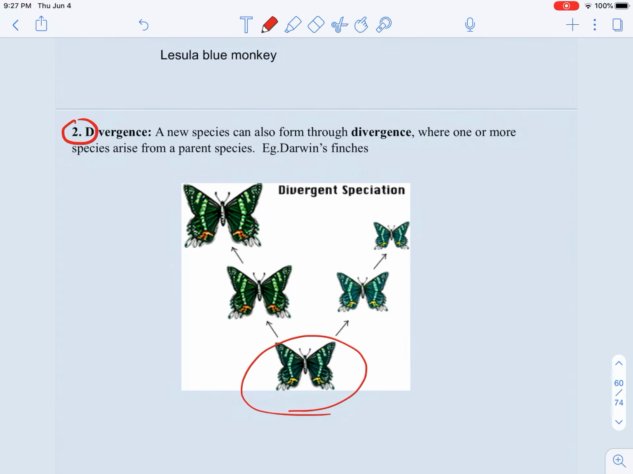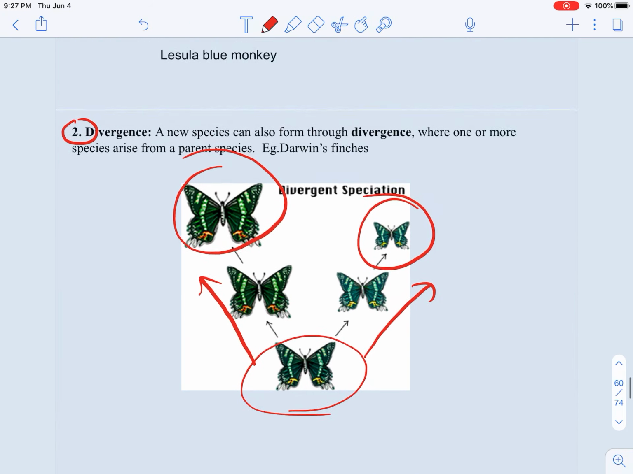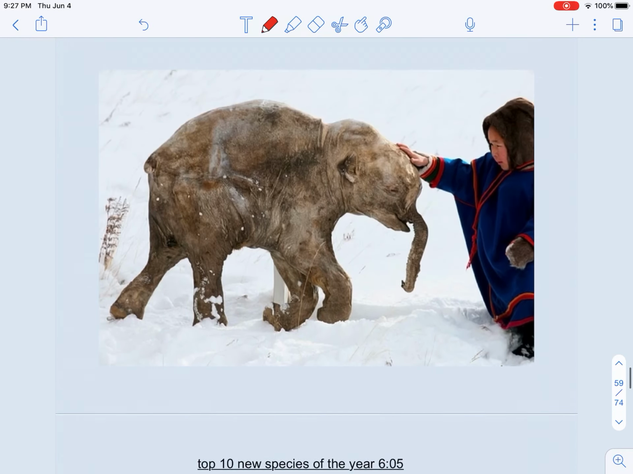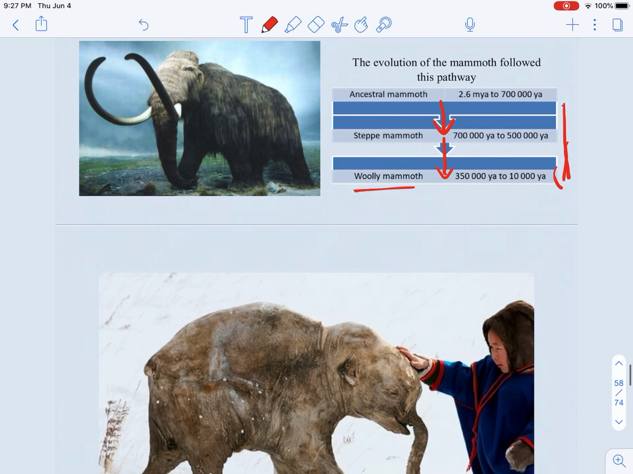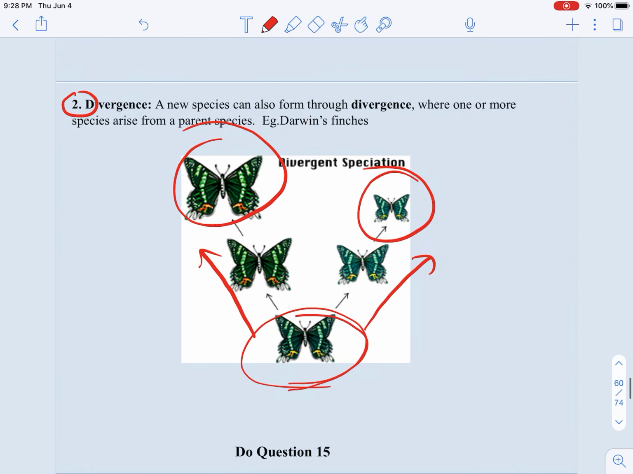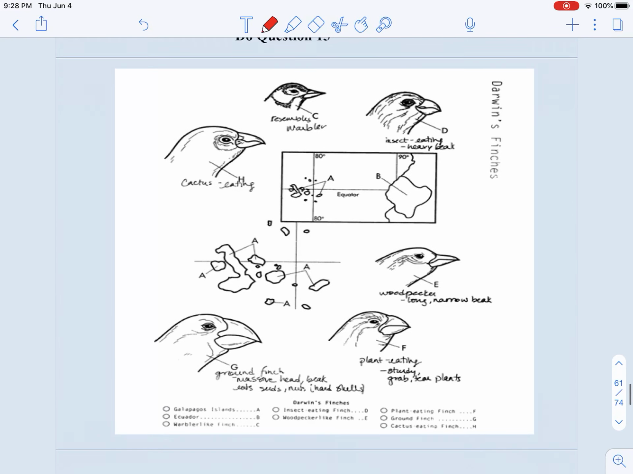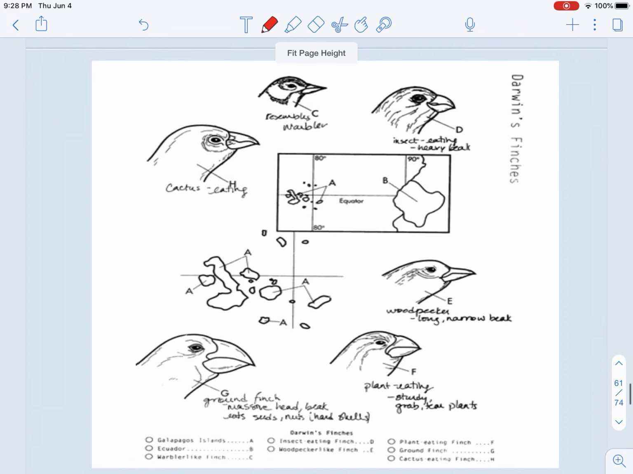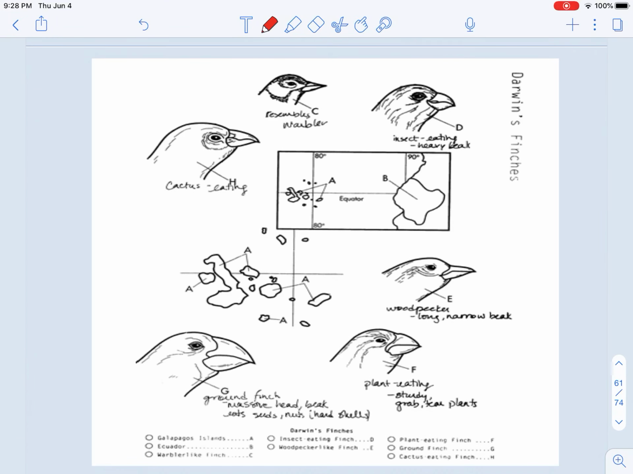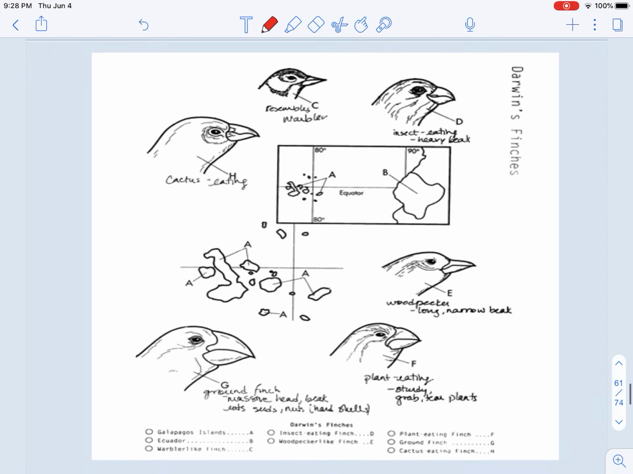The other way speciation can happen is by divergence, where we have an original species, and because they have adapted to different food, for example, they may diverge and form different species. Okay, so either it is transformation, where one replaces another, or divergence, where the species today came from an original ancestral species.